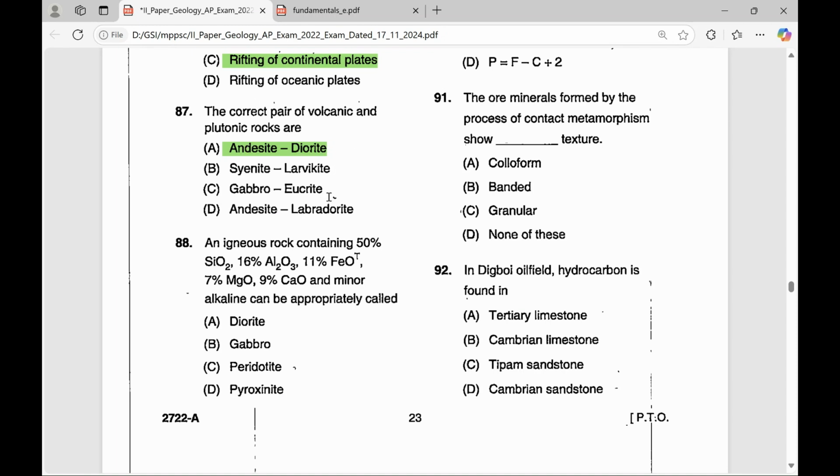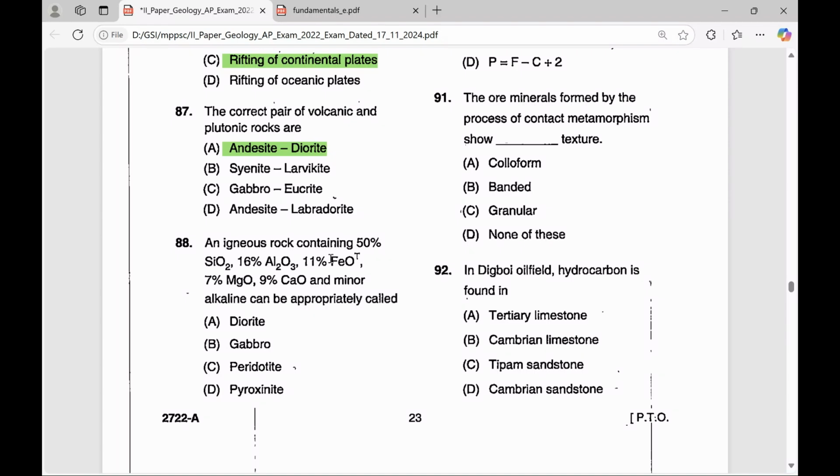So let's have a quick revision also. The equivalent of granite is rhyolite. Equivalent of granodiorite is dacite. Syenite, as we know, trachyte. Then monzonite, trachyandesite. Then diorite, equivalent is andesite, right? Then gabbro, we know basalt. I think this is enough.